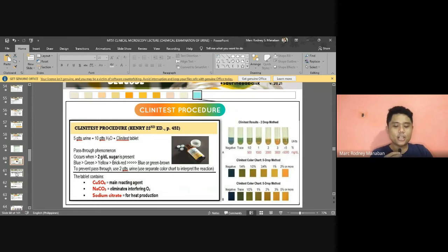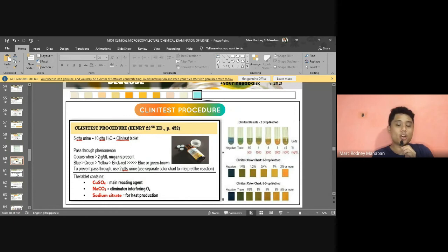Now for the clinical test procedure, the tablet test for glucose, you have 5 GTTs of urine, or 5 drops. GTTS means guttae, or guttate. It means drops. 5 drops of urine plus 10 drops of water plus the clinical test tablet.